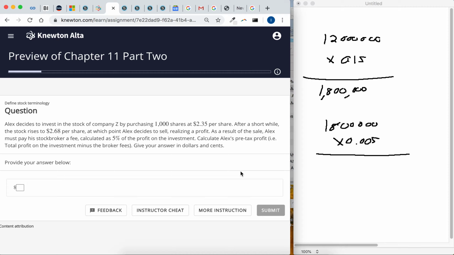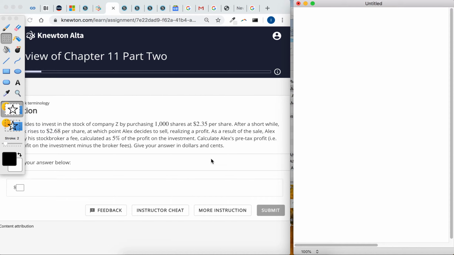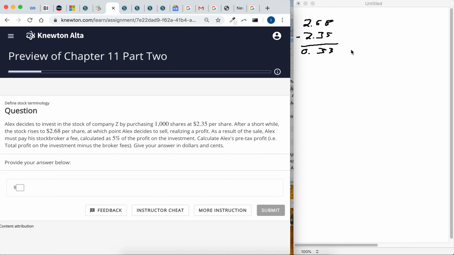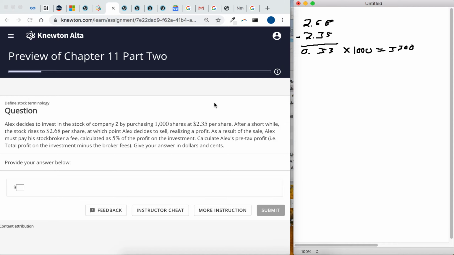Okay, Alex decides to invest in the stock company Z by purchasing 1,000 shares at $2.35 per share. After a short while, the stock rises to $2.68 per share. So Alex makes a profit here. Alex bought it at $2.35 per share, and then sold it for $2.68 per share. So Alex's profit per share is just by subtracting those two, right? Per share, 33 cents. And since Alex has 1,000 shares, if you multiply that profit per share by 1,000, you get 3,300. That's how much Alex made on that sale.